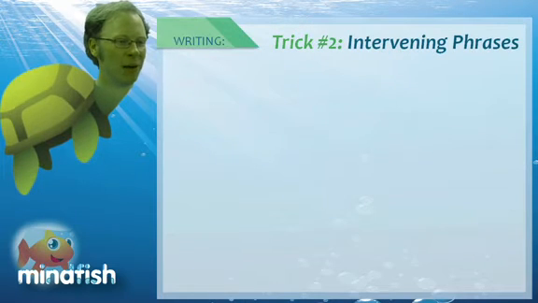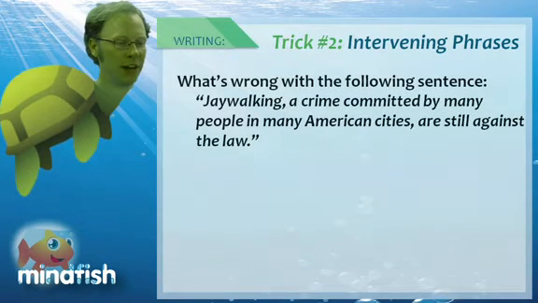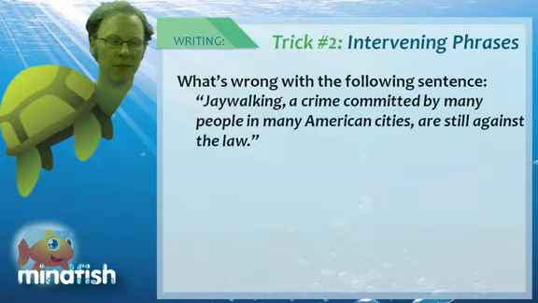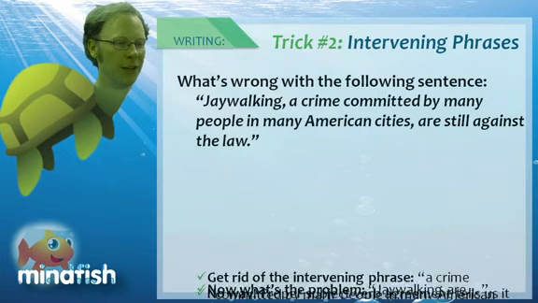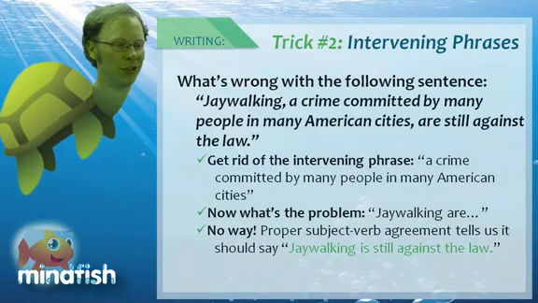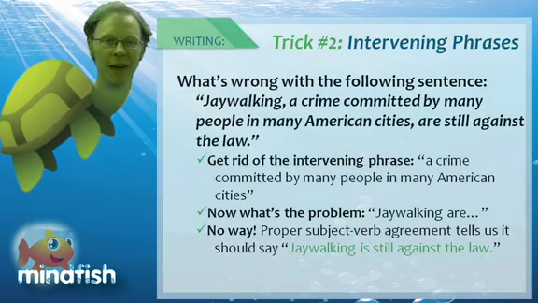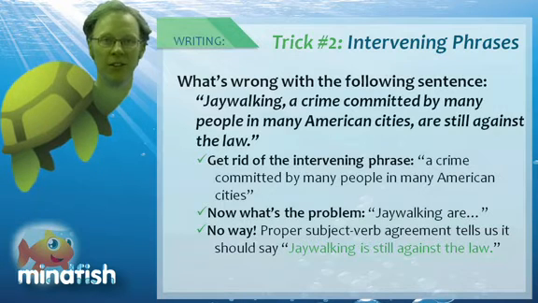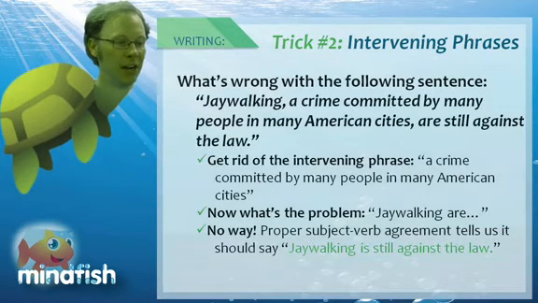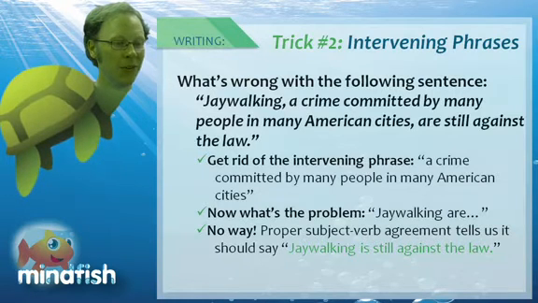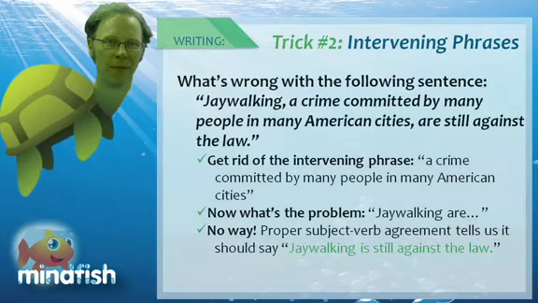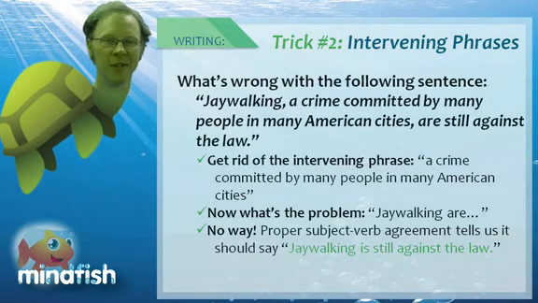"Jaywalking, a crime committed by many people in many American cities, are still against the law." Well, let's get rid of the intervening phrase. Now the sentence reads, "Jaywalking are still against the law." And I think you'll agree that that sounds pretty bad. We need to change the plural verb are to match our singular subject jaywalking. The sentence should read, "Jaywalking, a crime committed by many people in many American cities, is still against the law." Isn't it a little bit easier to hear the subject-verb relationship when we get rid of that intervening phrase?